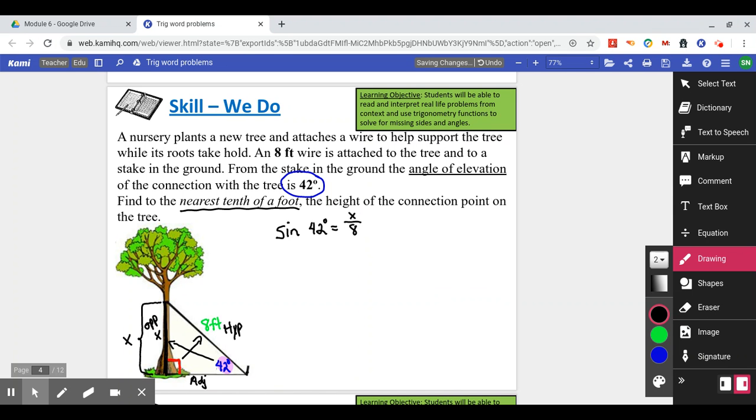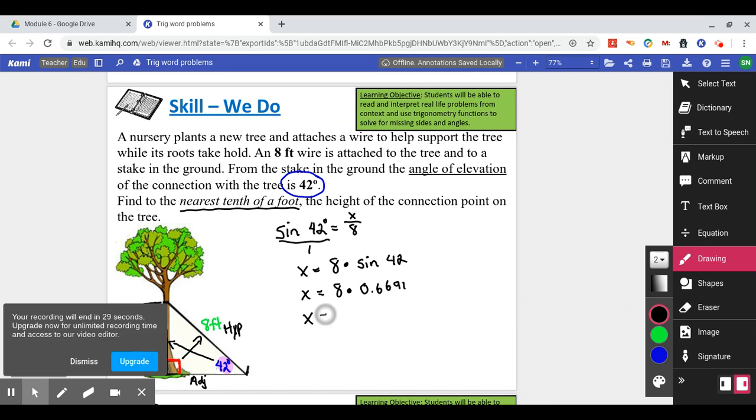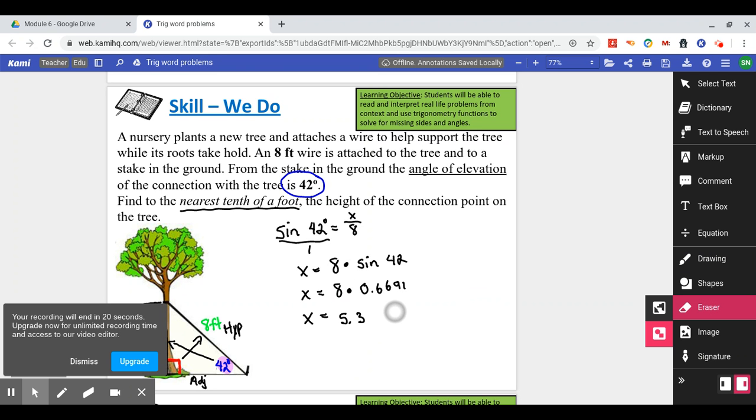We will be using the cross multiplying technique. 1 times X is X. 8 times sine 42 is 8 sine 42. X is equal to 8 times sine 42. Sine 42 is 0.6691. When I multiply them, I get 5.3528. However, they want us to round to the nearest tenth of a foot, so I'm going to cut it off at 5.4 feet.